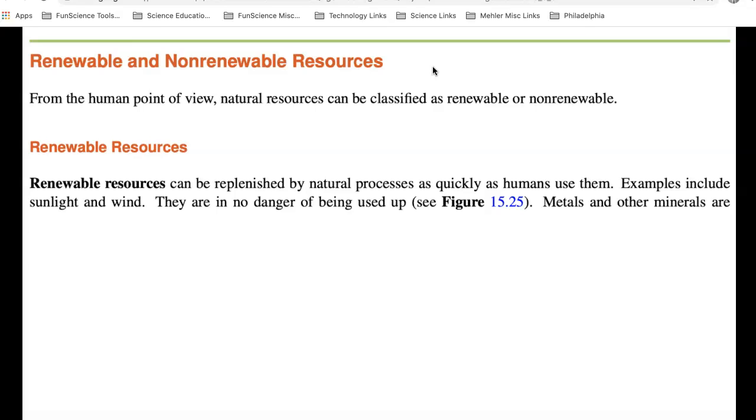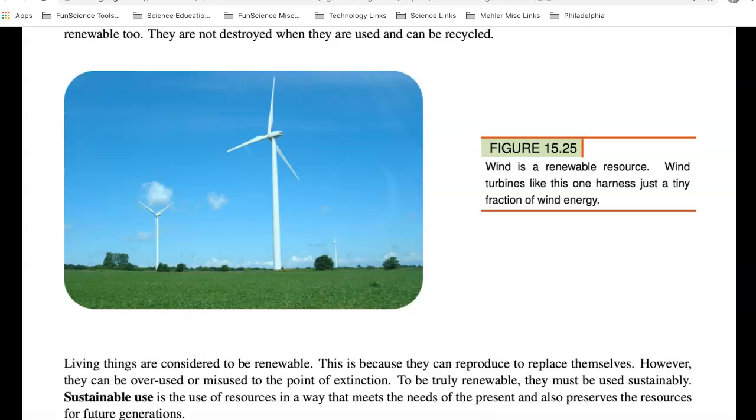So the first thing we'd like to do is talk about the difference, from a human standpoint, between renewable resources, ones that can be replenished by natural processes as quickly as we use them. This includes sunlight, solar, and wind power, as opposed to non-renewable resources. As pictured here in figure 15.25, wind is a renewable resource. Wind turbines like this one can harness a tiny fraction of the wind.